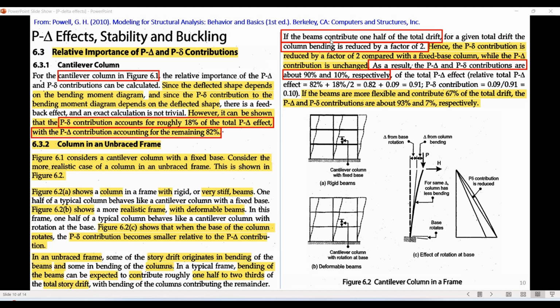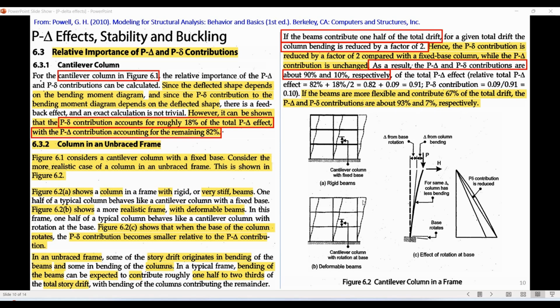And by assuming that the beams contribute 1/2 of the total drift, the bending moment is now reduced by a factor of 2, and as a result, the P big delta and P small delta contributions are about 90% and 10% respectively. Also, if the beams are more flexible and contribute 67% of the total drift, the P big delta and P small delta contributions are about 93% and 7% respectively.